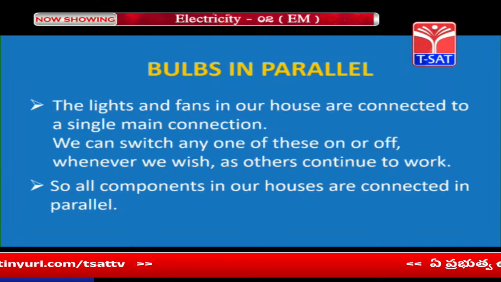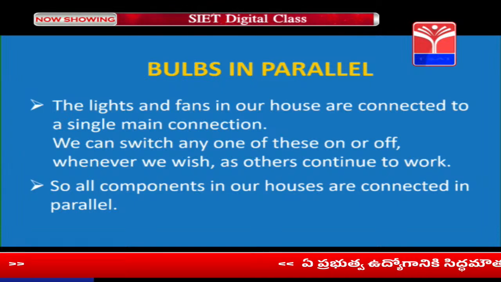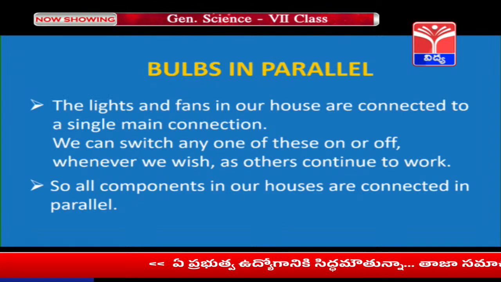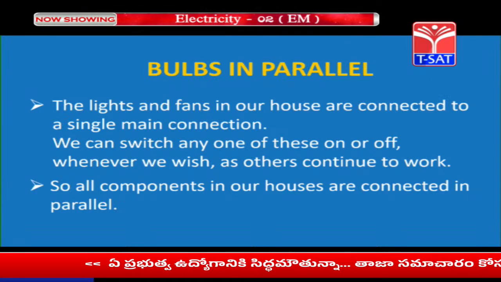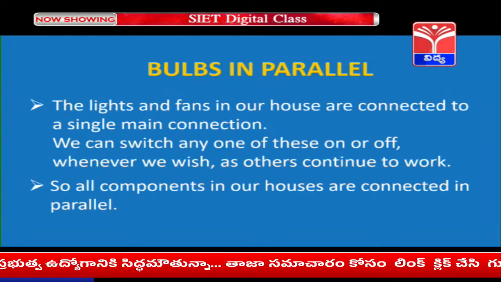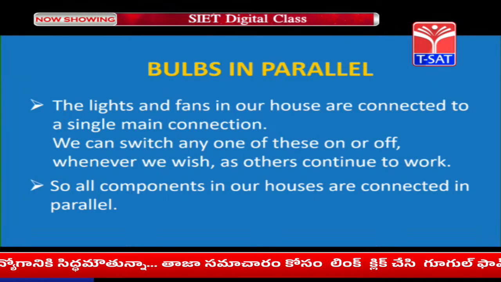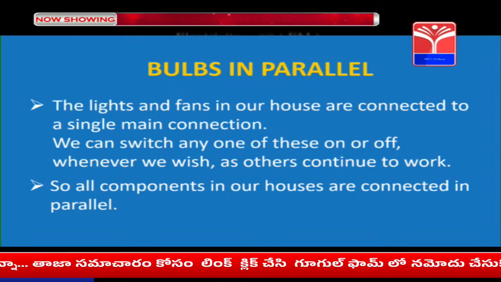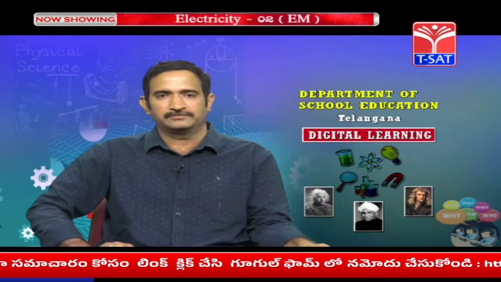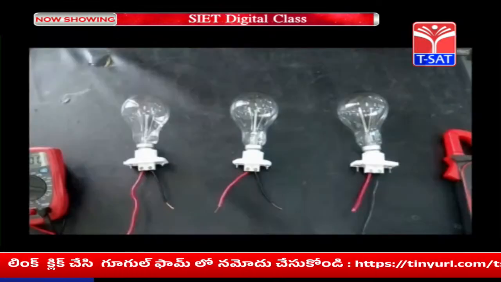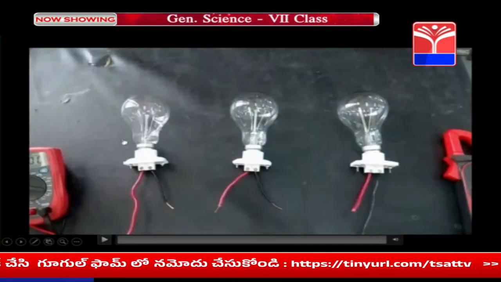The lights and fans in our house are connected to the single main connection. We can switch any one of these on or off whenever we wish, and others continue to work. If one stops glowing, the others will continue to work. So, all the components in our house are connected in parallel. Now, here we will see a video. Here you can see 3 bulbs.